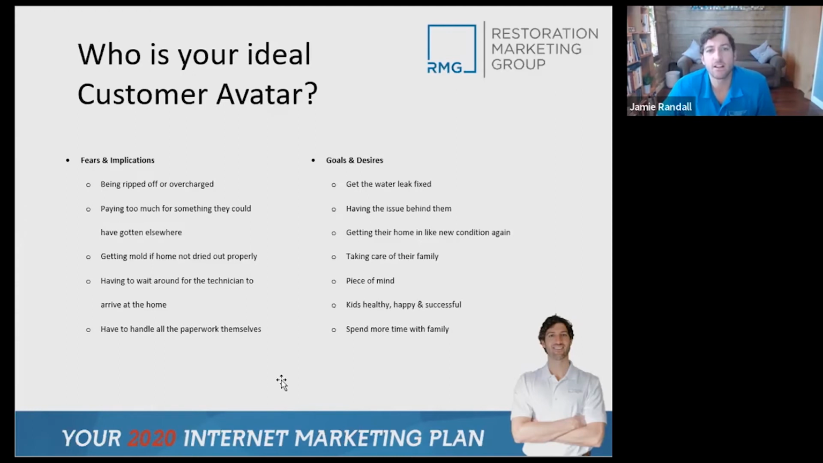So you kind of go in deeper with this, and what are some of their fears and implications? Like, they don't want to be ripped off or overcharged. They think they're paying too much. They don't want to get mold in their home if it's not dried out properly.